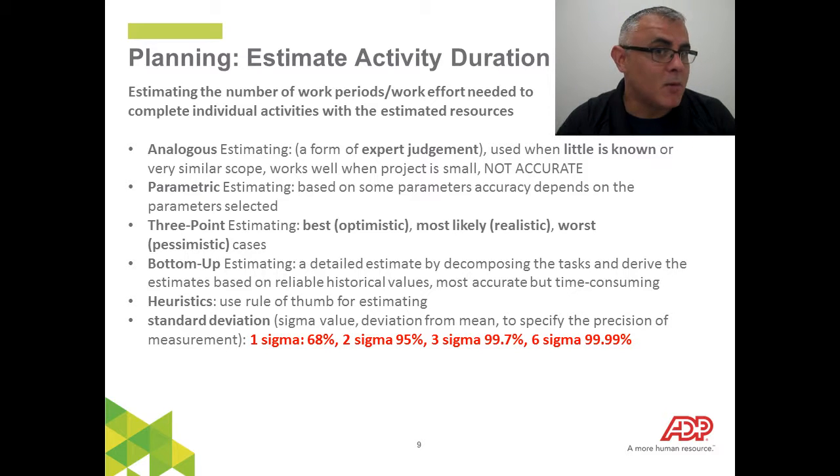You know, so a keyword, remember, progressive elaboration. As things become more clear, you begin to hone in and define things a little better. Same thing here. Analogous estimating is really not the most accurate, and you're just using your expert judgment on that. Then we have parametric, three-point, and bottom-up estimating. Remember, bottom-up estimating is the most accurate. That's where you're taking aggregate calculations, adding them all together to give you your particular duration for an activity or for your project in general.